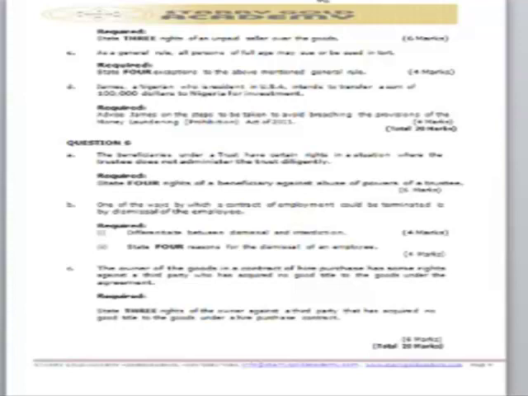The second aspect says, state 3 reasons for the dismissal of an employee. So what will make an employee to be dismissed? All you need to do is to state.